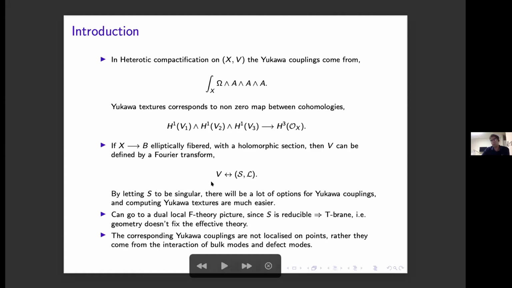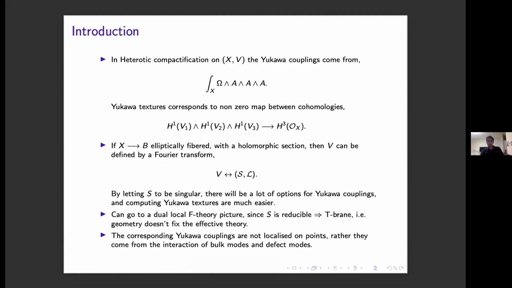So if we satisfy some certain topological and stability conditions, we can show that the Fourier transform of V is given by the spectral data, which is a pair (S, L), where S is a finite cover of the base B, called a spectral cover, and L is a line bundle over this spectral cover, or basically a rank 1 coherent sheaf. So if I let S be reducible, then we get a lot of options for Yukawa textures, Yukawa couplings in the heterotic model. And basically, this kind of cohomology computation is also much easier in terms of the spectral data.